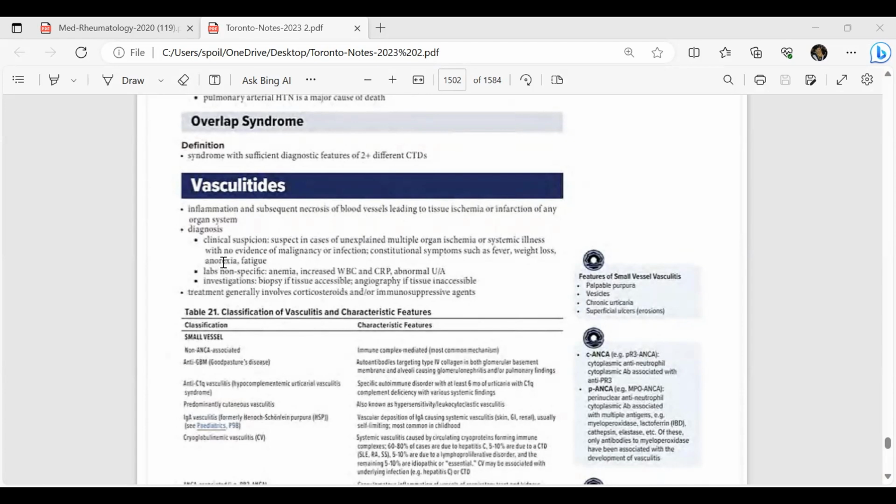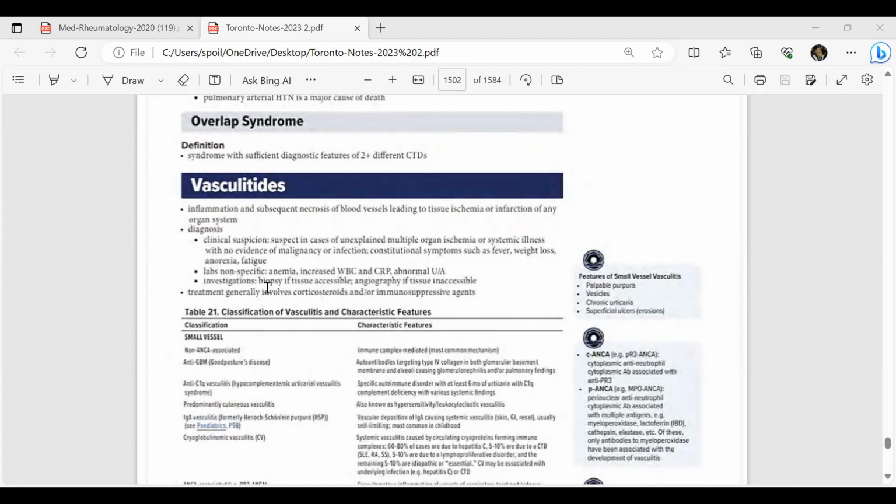Okay, how is it diagnosed? Clinical suspicion. Suspect it in cases of unexplained multiple organ ischemia or systemic illness with no evidence of malignancy or infection. There will be constitutional symptoms such as fever, weight loss, anorexia, and fatigue. So we can suspect it in any patient having unexplained multiple organ ischemia or a systemic illness with no evidence of malignancy or infection, along with fever, weight loss, anorexia, and fatigue.